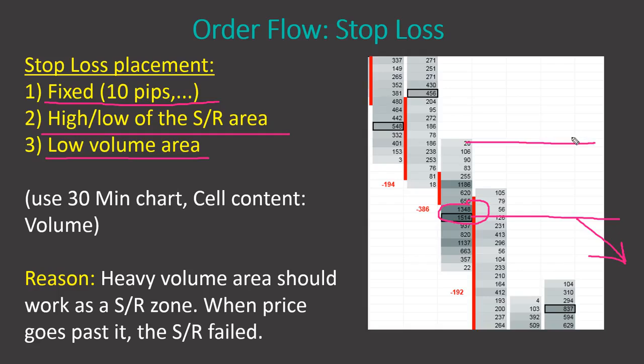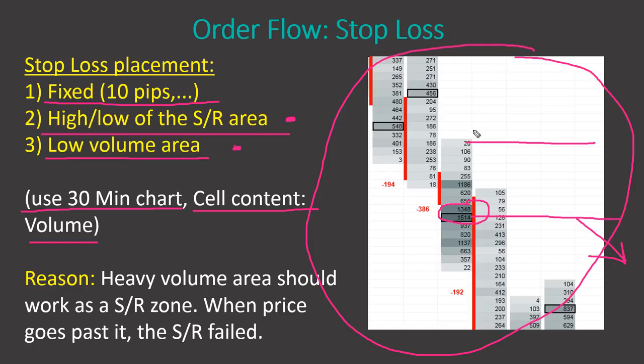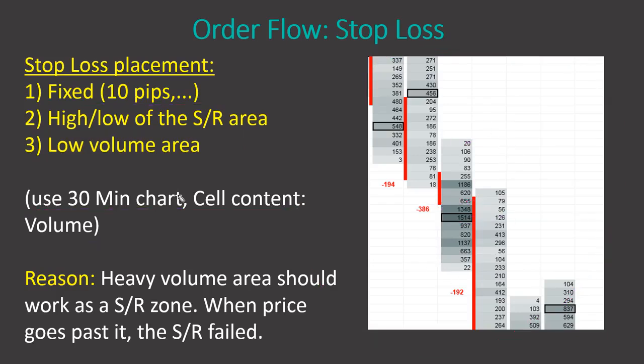All right. Now for this method, for the third and for the second, I use 30-minute chart with volume cell content. So the chart will look like this, those shades of gray. All right, that's the volume cell content. Now the reasoning behind placing stop loss in a low volume area is that high volume area should work as a support or resistance zone. In this case, we expect selling a reaction like this, so it should work as a resistance zone.